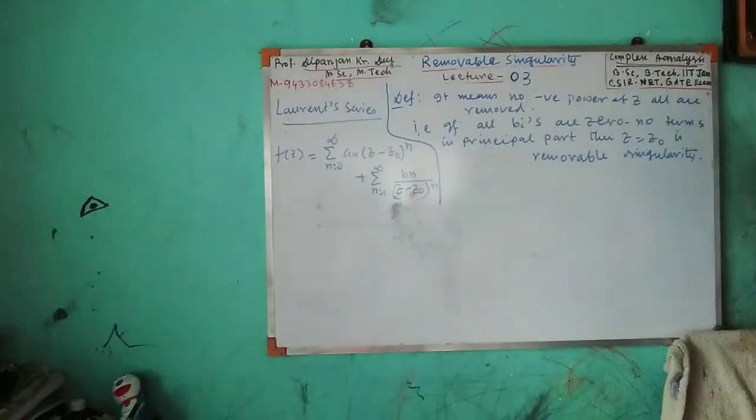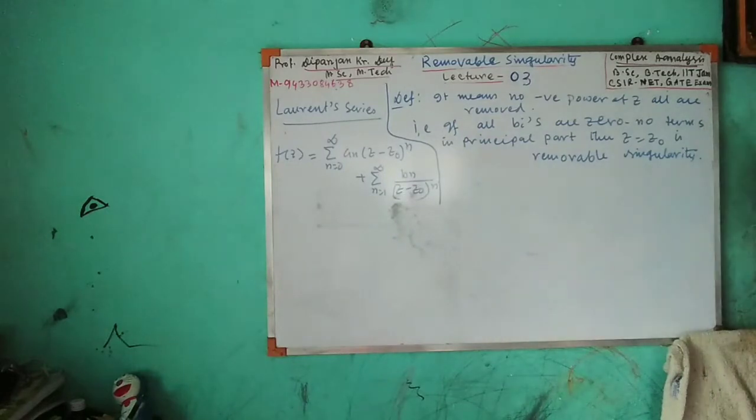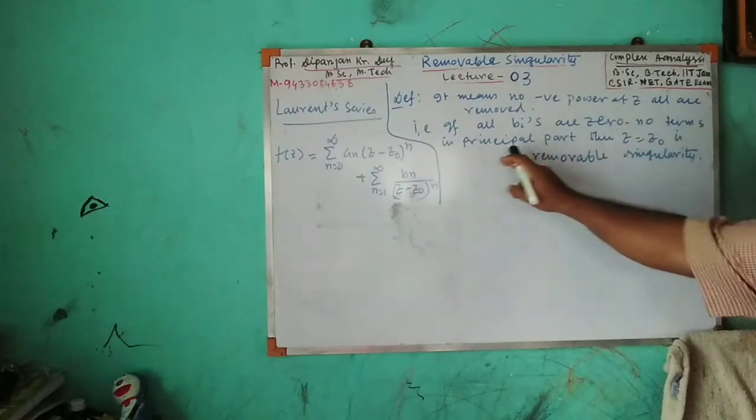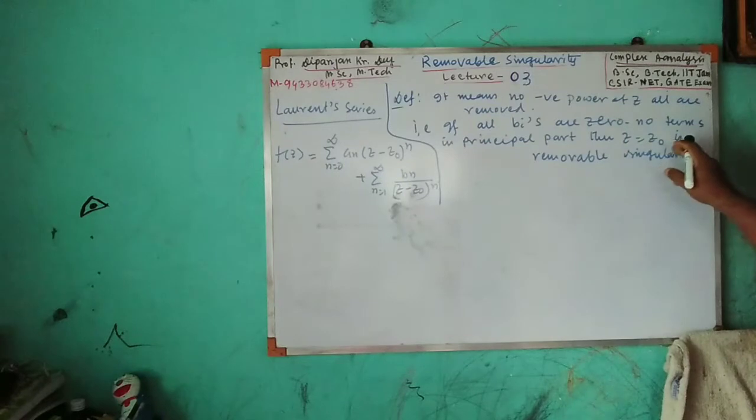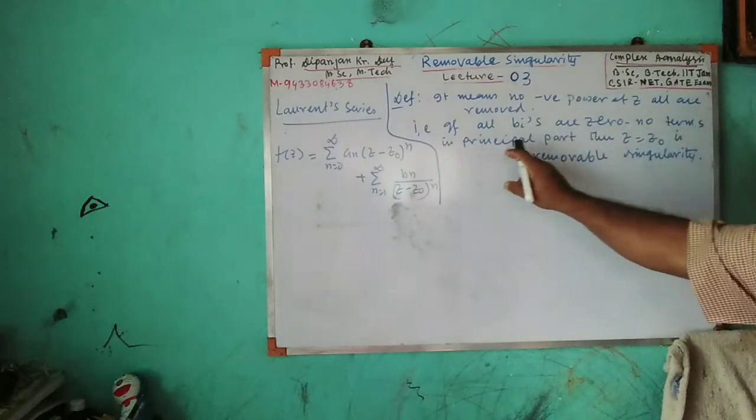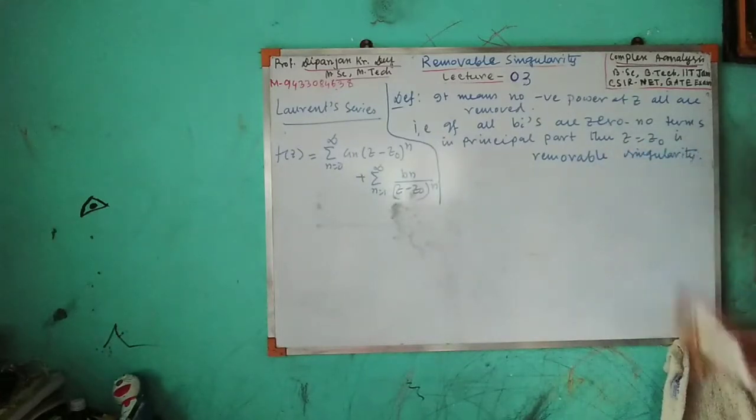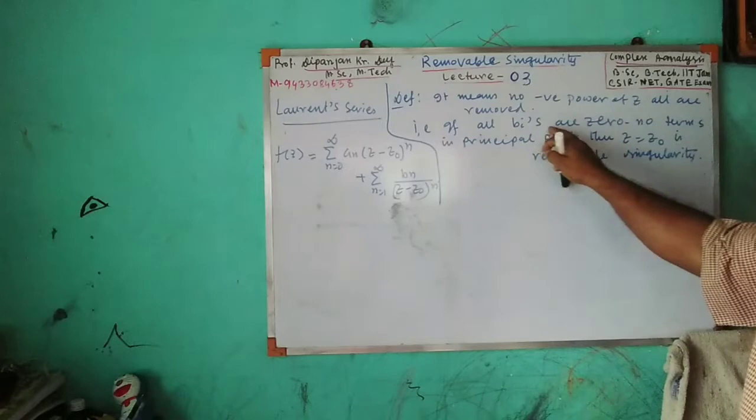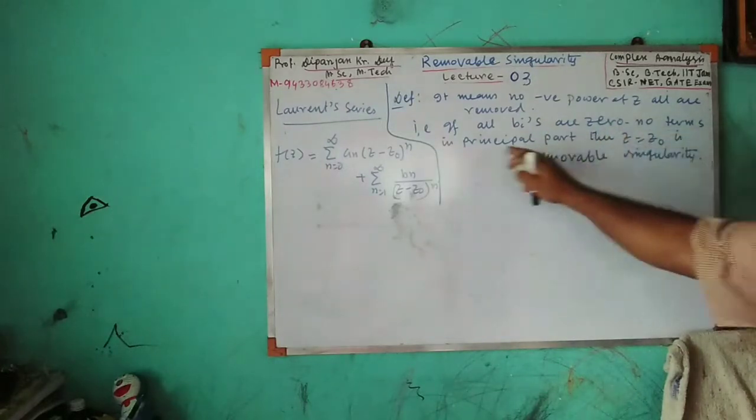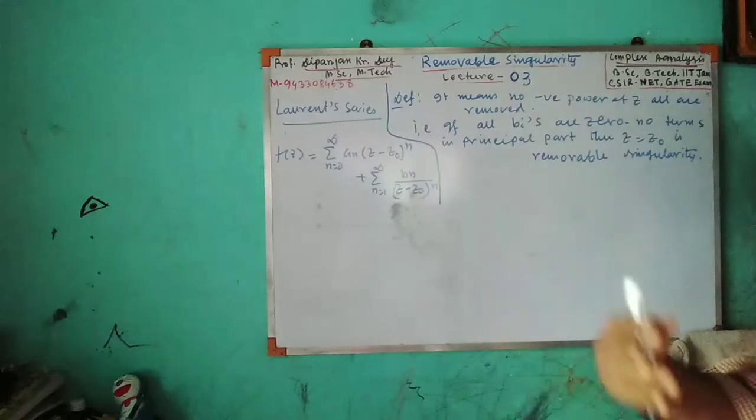That means if all bn's are 0, no terms in the principal part, then z equal to z0 is a removable singularity. If all bn's are 0, no terms in the principal part. What is the principal part? Principal part of the Laurent series.